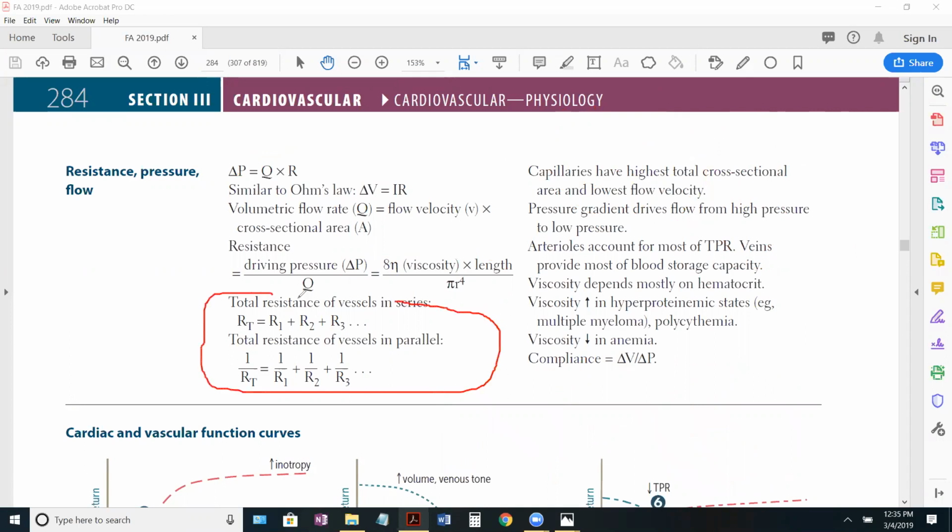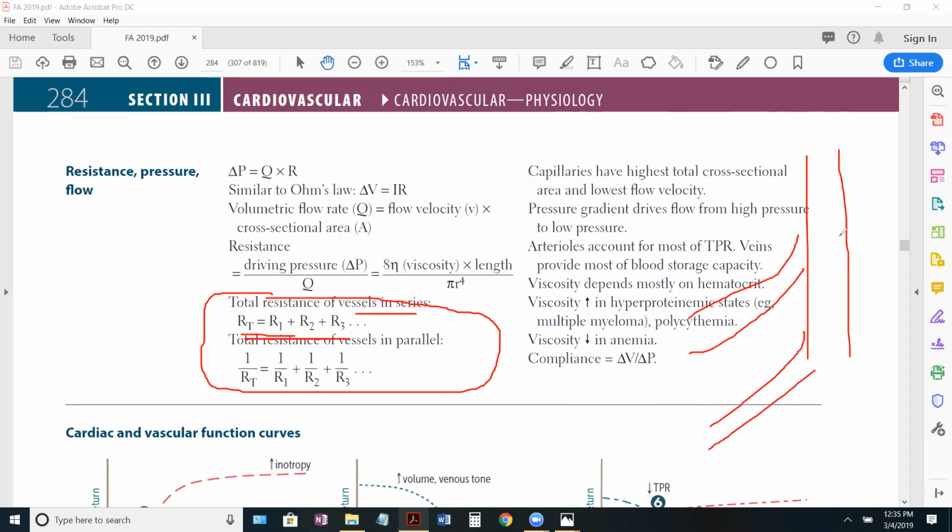I saw one of the questions they asked, on series and parallel, that's also very high yield. Why? Because if this is the main trunk, and you have many blood vessels arising from its sides, this is called the parallel circulation. And remember, parallel circulation decreases the resistance.